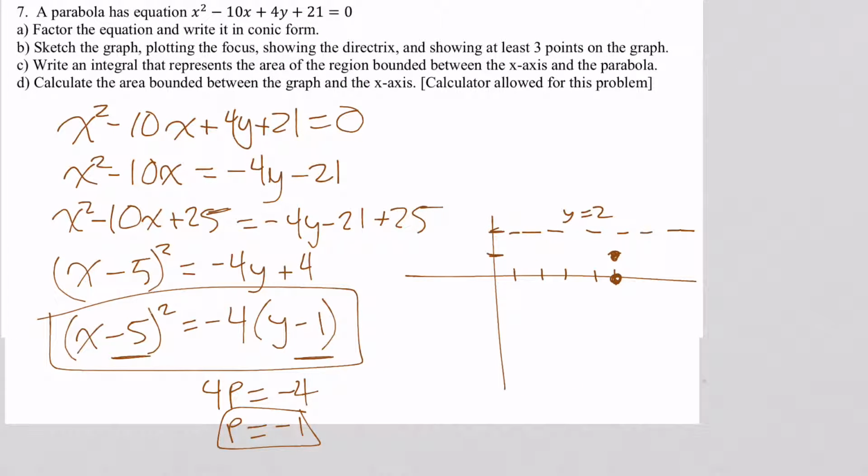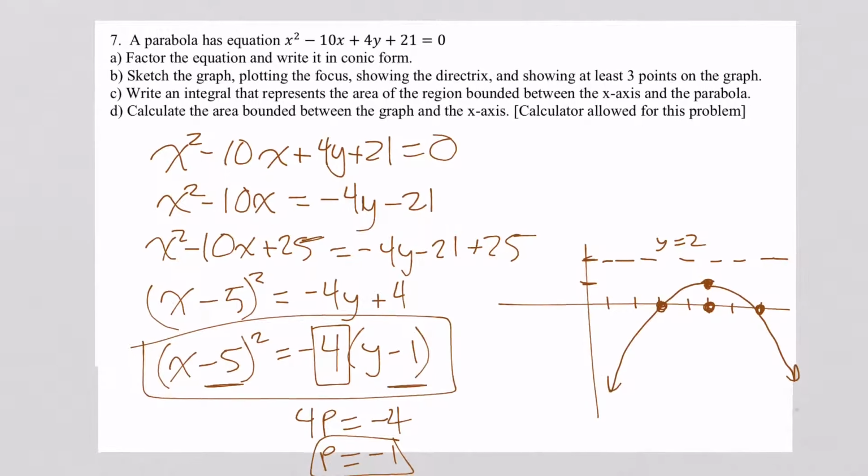Now, how do I show my other 2 points? I've got my vertex plotted, but now I need to use the focus, and I need to use the length of my latus rectum, which is 4. That tells me that centered on my focus, I will have a line of length 4. So I know 2 to the left, and 2 to the right, right there will also be on my parabola. And now I can sketch this thing in like that. So I've got it graphed, I've shown my focus, my vertex, 3 points, and my directrix, and so B is satisfied.